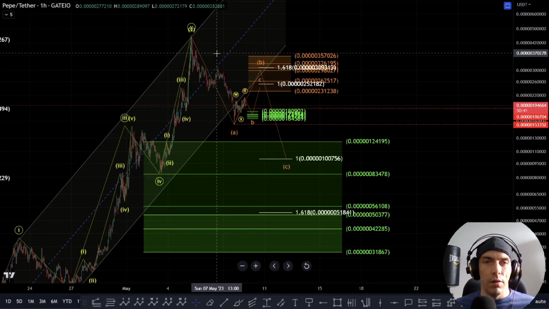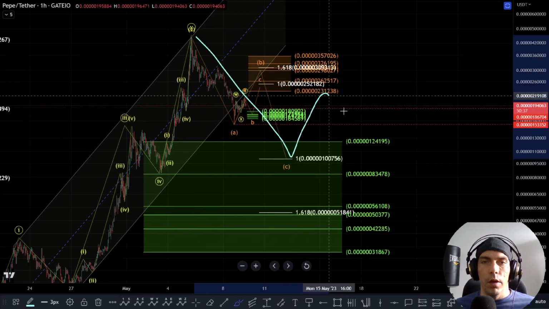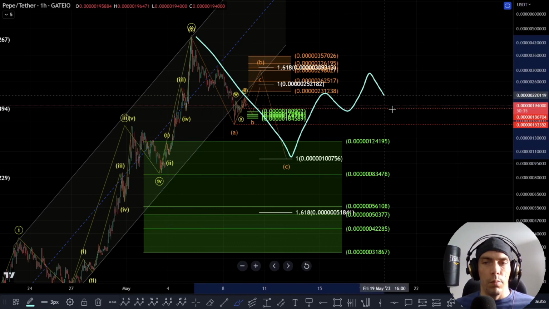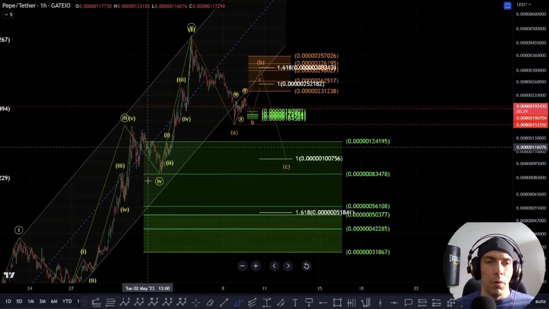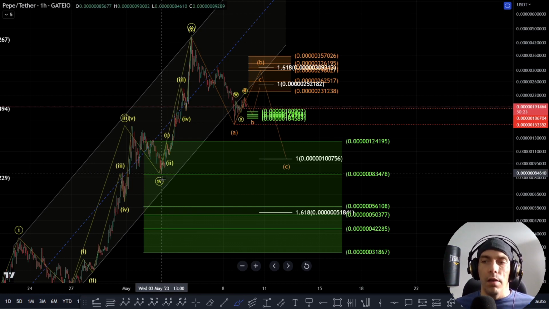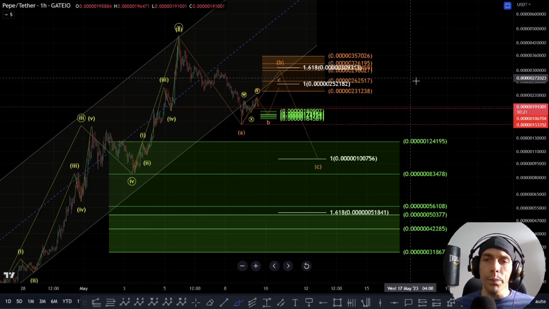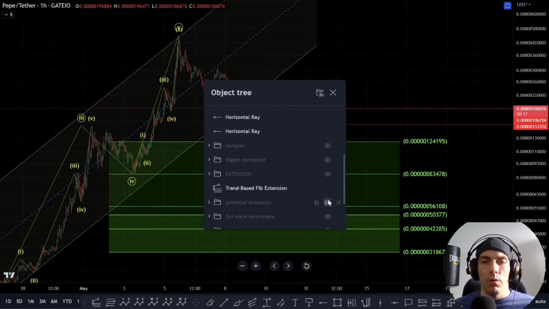Now, it is always possible that if we do form a corrective structure like this, this could always become an A wave. We get a 3-wave move back to the upside. There's a B wave, and then we see a deeper retracement into some of these lower key areas. This previous fourth wave would be a very interesting zone for me to keep an eye on if we do break down here. That would be this 84610.